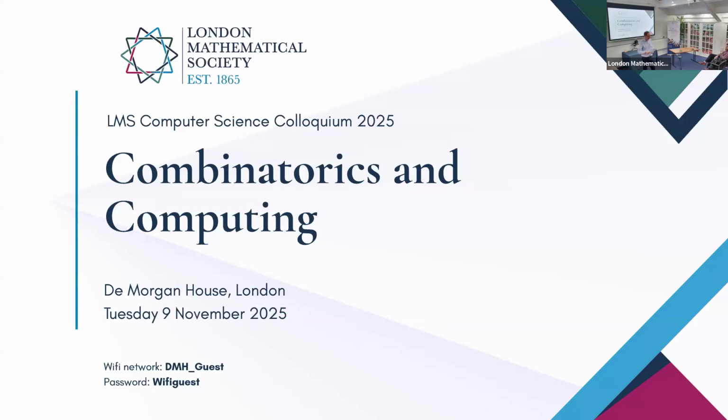So let's just get started. Our first speaker is, I'm going to butcher the name, but Böttcher from LSE, talking on random process and quasirandomness for decomposition problems. So, Julia, please.